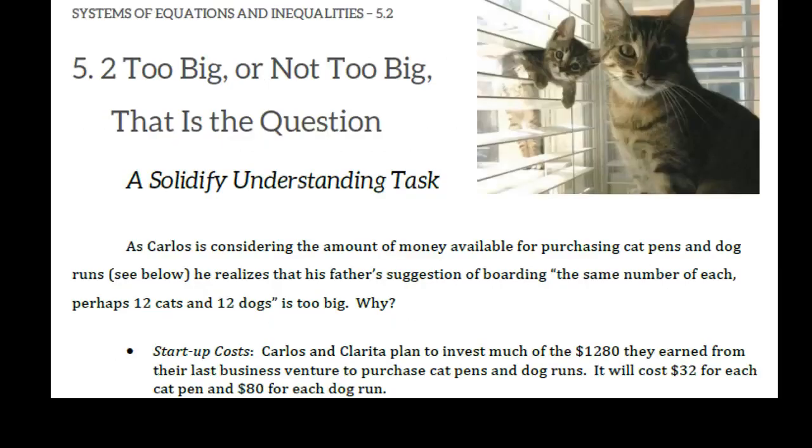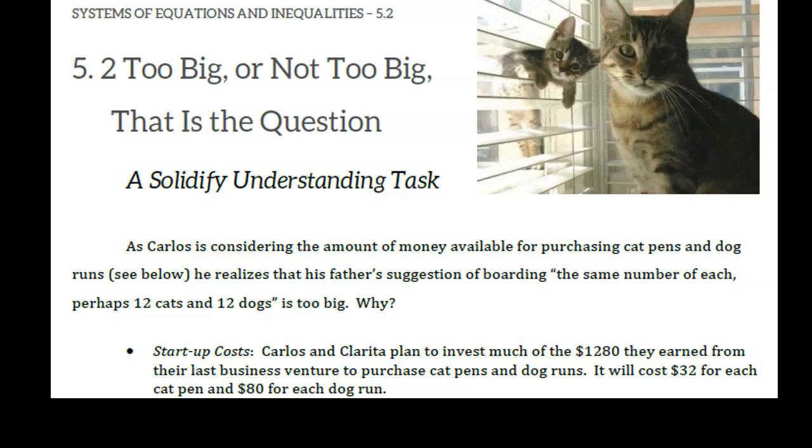We're back with Carlos and Clarita and their pet sitting business. While Carlos is considering the amount of money that he has available to invest in this new business, he realizes that his dad's suggestion of having 12 cats and 12 dogs is too big. And we discussed yesterday that it was too big because while it met the space constraint, it did not meet the cost constraint. We also discussed in the previous lesson that a constraint is a restriction.